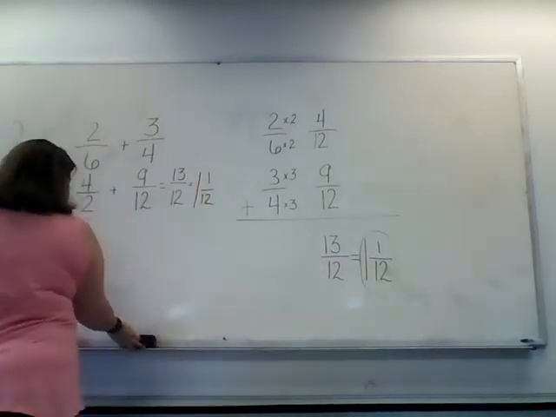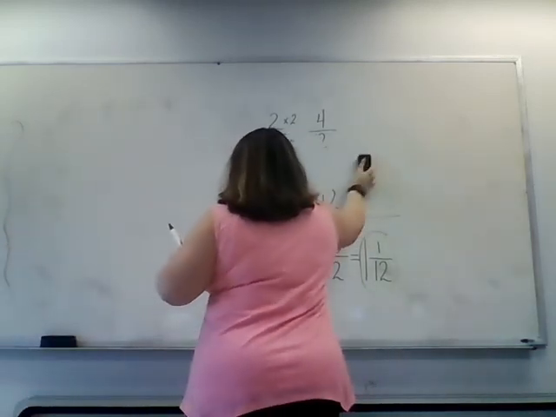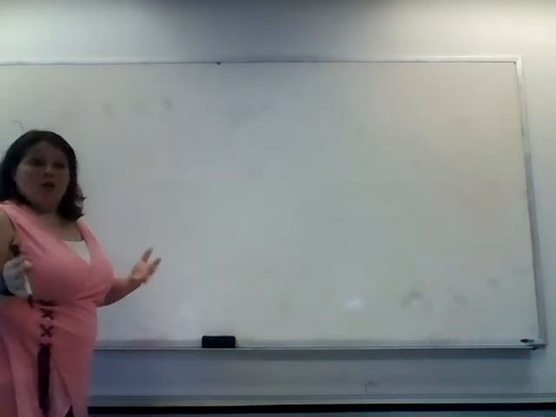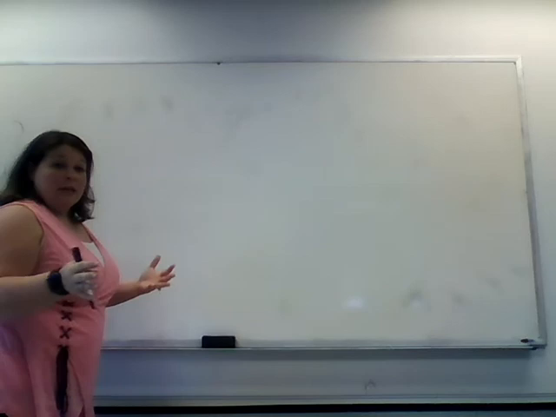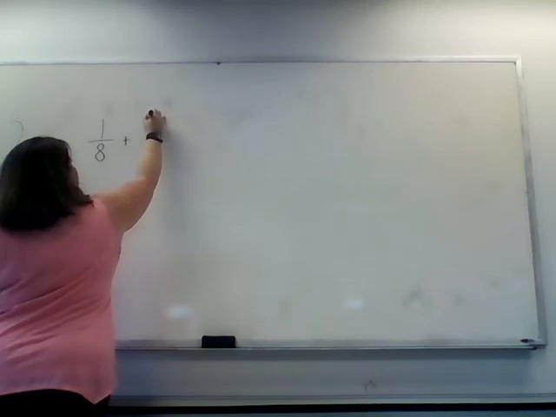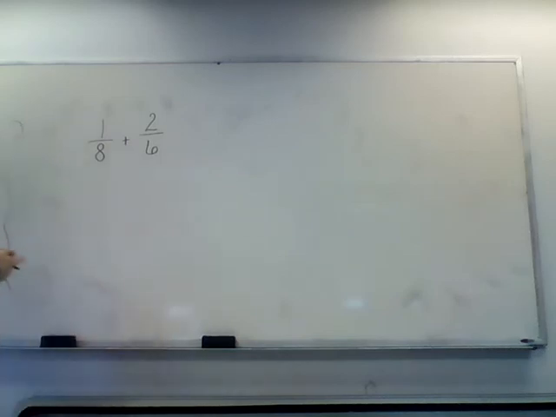All right, we're going to just do one more because I know this video is getting long. And we're going to do the same thing where you're going to tell me what the least common denominator is. So I'm going to write the problem. You're going to put me on pause. One-eighth and 2/6. Apparently I have something for 8s and 6s today.